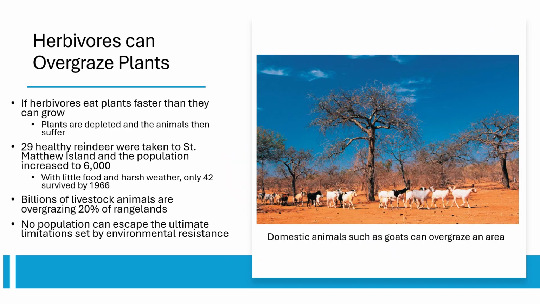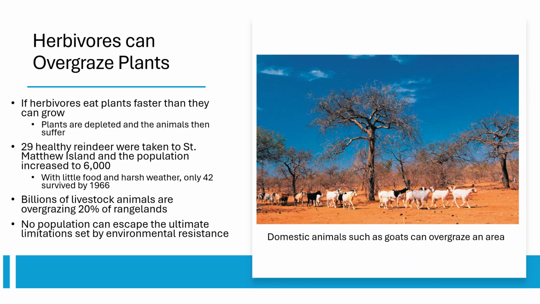So why are those prey-predator relationships so important? Well, we know that when the herbivore populations are not regulated or controlled, they can quickly overgraze the plants. What this means is that overgrazing is when you have herbivores that eat the plants faster than they can actually regenerate or grow. So when the plants are depleted, then the animals that depend on them will also suffer.